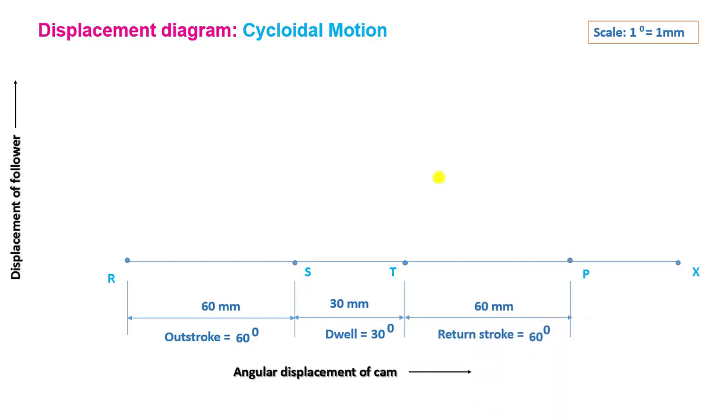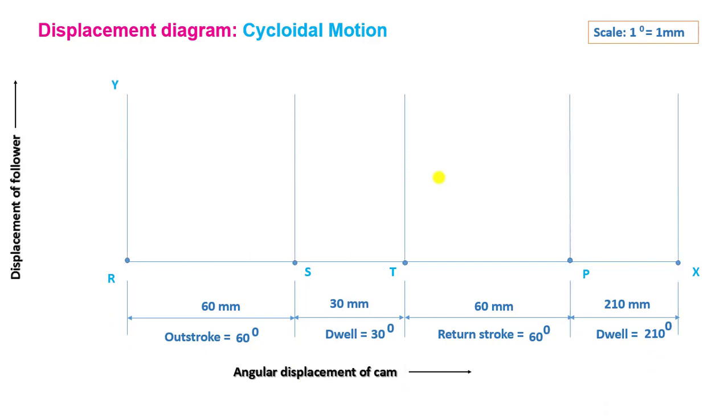Tp is equal to 60 mm to represent the return stroke equal to 60 degrees. And mark Px equal to 210 degrees to represent the dwell for the remaining cam rotation. Draw vertical lines from points R, S, T, P and X. Ry is equal to the stroke of the follower, that is 40 mm, and complete the rectangle.